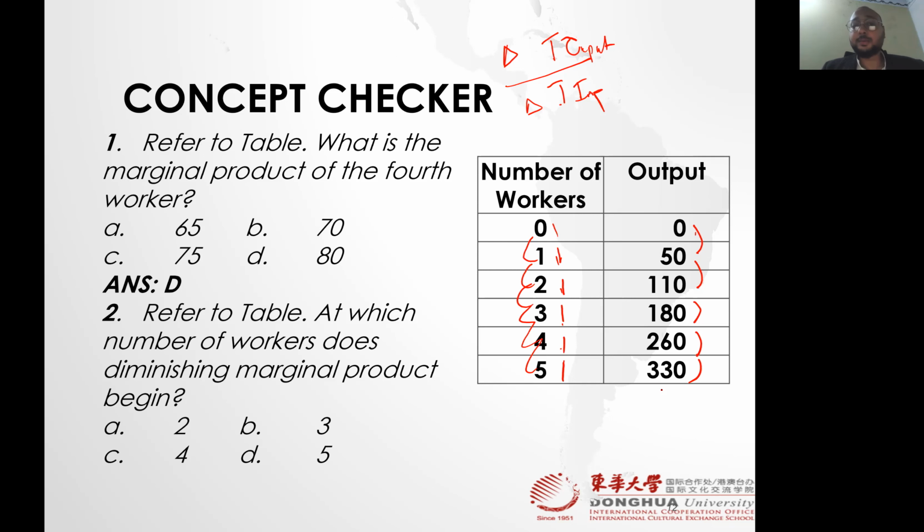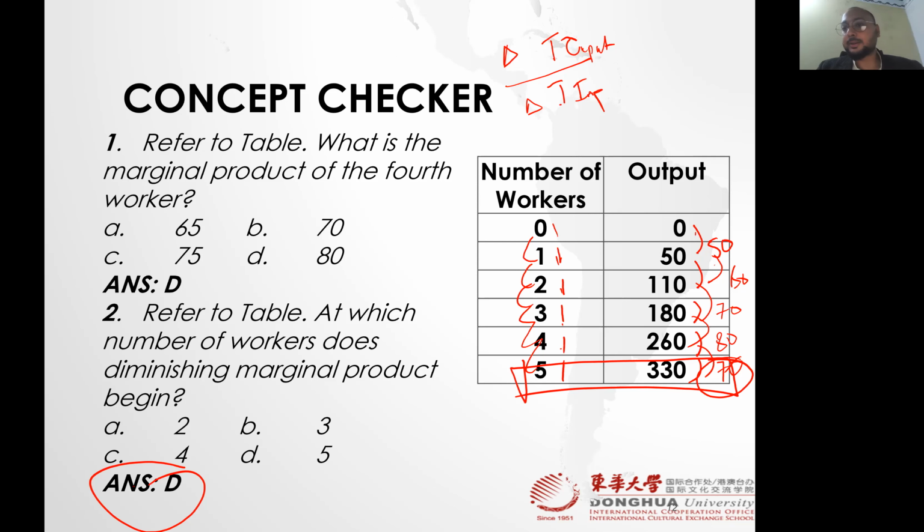Diminishing marginal product says that when you hire the next worker, the addition to total output is going to be lower compared to the previous one. So here 50, when you hire the second person, it is 60, right? And when you hire the third one, it is 70. When you hire the fourth one, it is how much? 80. When you hire the fifth one, how much? 70. So it means adding the fifth worker is going to give you diminishing marginal product. Understand?